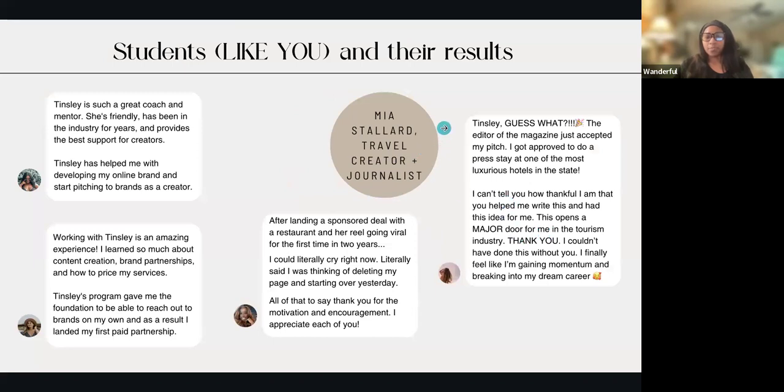And then we have the lovely Mia Stoller. She is a travel creator and journalist. I also work with journalists. And through our work together, she got her pitch accepted by a magazine editor, and she ended up getting paid, of course, by that magazine to write an article on the hotel.